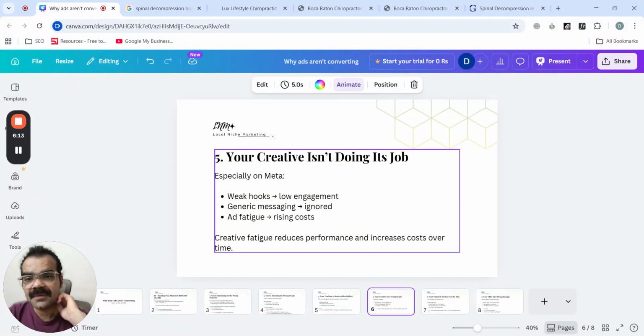And the fifth one is that your creative is not doing its job. Creative is the most essential part of your advertisement now when it comes to Meta ads, because the algorithm has changed from audience based targeting to creative based targeting.